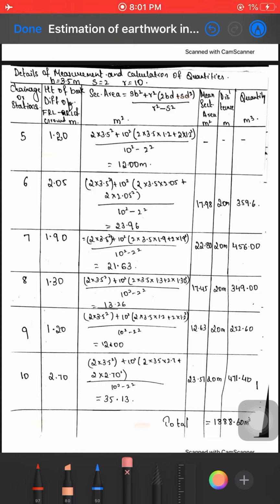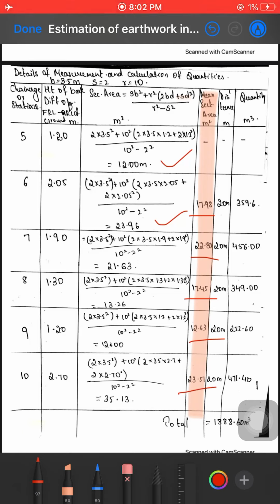Then after calculating the cross sectional area, you will be calculating the mean sectional area, that is this column. First it will be 12 plus 23.96 divided by 2, you get 17.98. Then 23.96 plus 21.63, you get 22.80. 21.63 plus 13.26, you get 17.45. 13.26 plus 12, you get 12.63. 12 plus 35.13, you get 23.51.